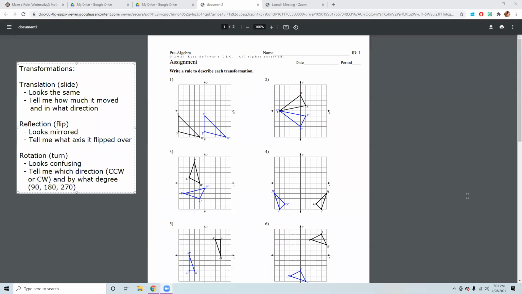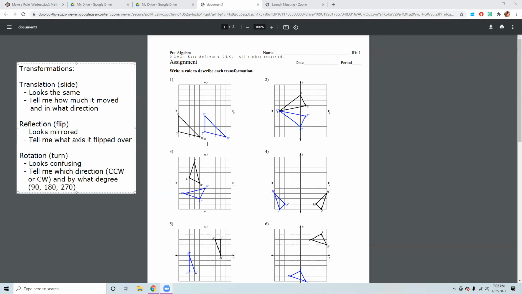So for today's assignment, we are going to be writing a rule to describe each transformation. We've only covered 3 transformations: translation, reflection, and rotation. A translation is just sliding the object left, right, up, or down. A reflection is flipping it over. Think of it like a mirror, a reflection in a mirror. And our last one is rotation, which is just turning the object.